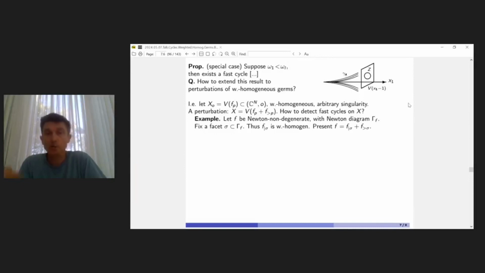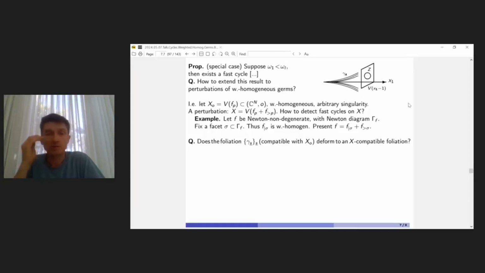Now if you look at the proof, how do we prove it? We need the foliation. Previously we used the weighted homogeneous foliation. Now we have the perturbed germ, and we would like to perturb the foliation. So the question is, does the previous foliation, which was compatible with x0, deform to a foliation which is compatible with x? So this is the technical question.